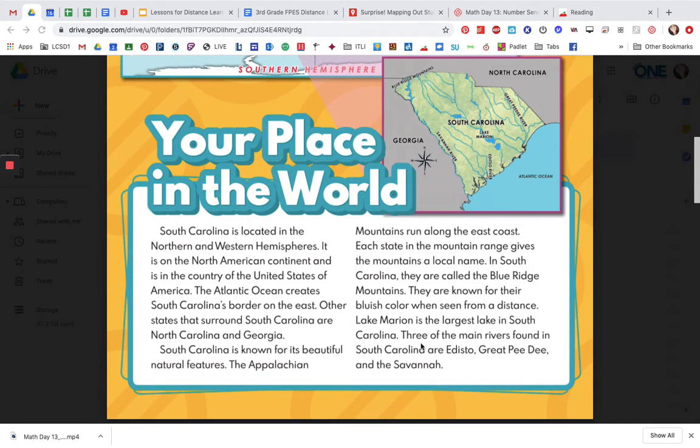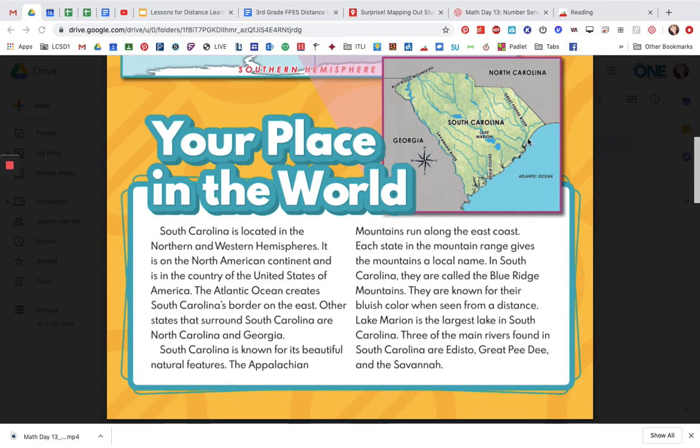South Carolina is located in the northern and western hemispheres. It is on the North American continent, and it is in the country of the United States of America. The Atlantic Ocean creates South Carolina's border on the east. Other states that surround South Carolina are North Carolina and Georgia. South Carolina is known for its beautiful natural features. The Appalachian Mountains run along the east coast. So we're talking about the Appalachian Mountains running along the east coast of the whole United States. That's a little bit confusing.